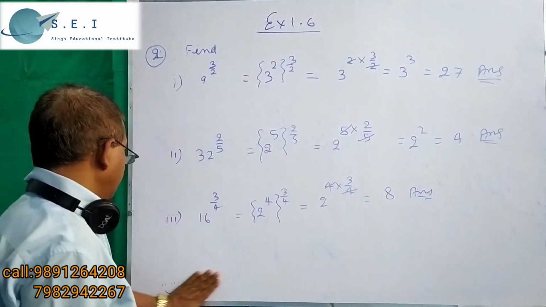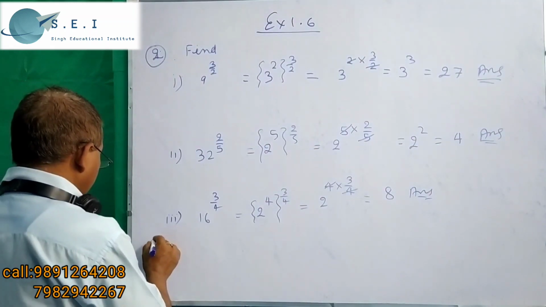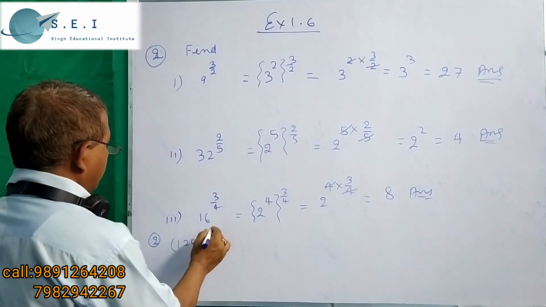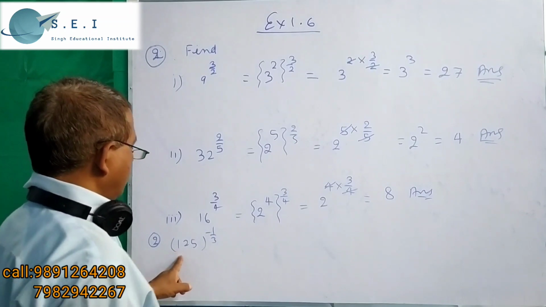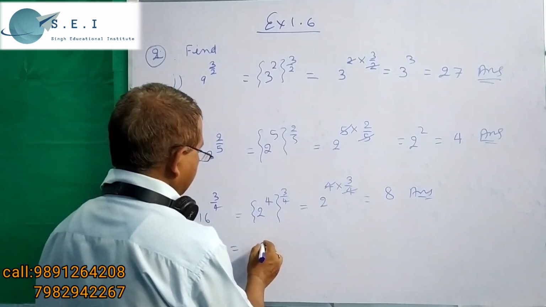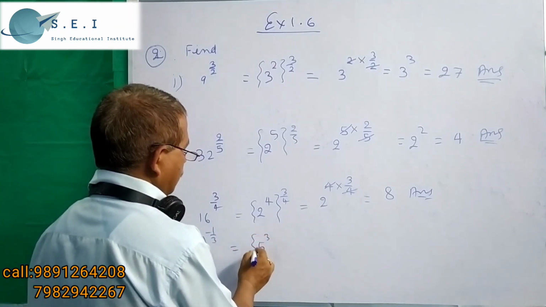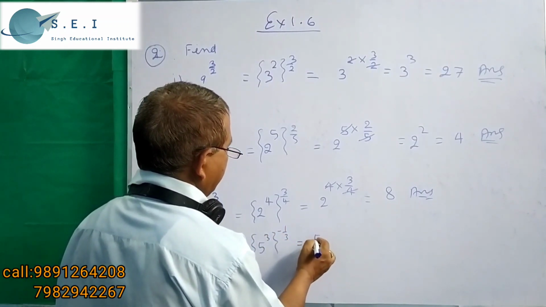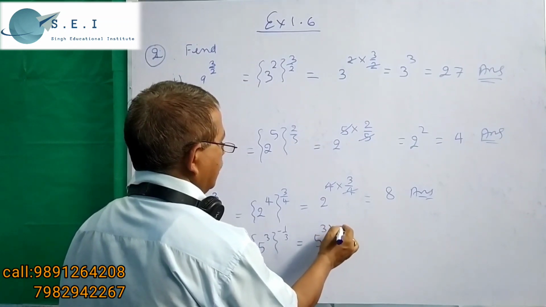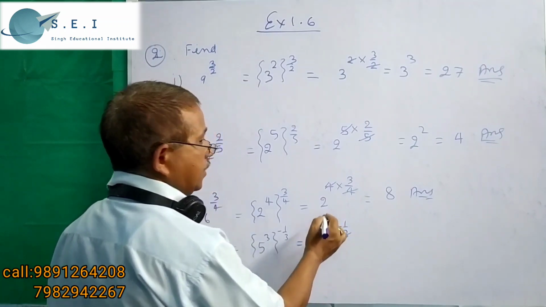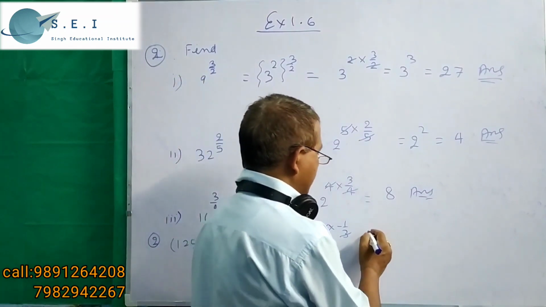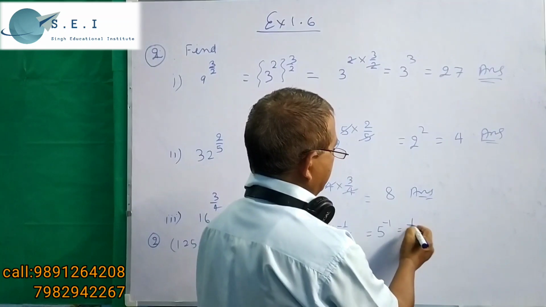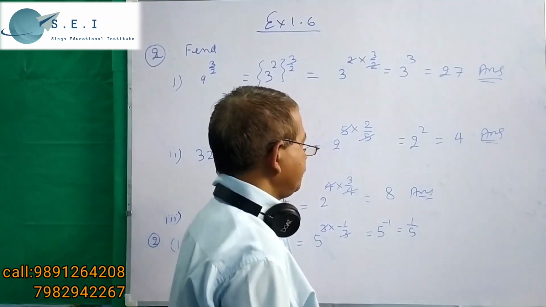Now fourth part of question number 2 is 125 to the power negative 1 by 3. So 125 can be written as 5 to the power 3, to the power negative 1 by 3. In the next step, we can write 5 to the power 3 into negative 1 by 3. This 3 and 3 get cancelled out. The answer is 5 to the power minus 1, which in turn may be written as 1 upon 5.